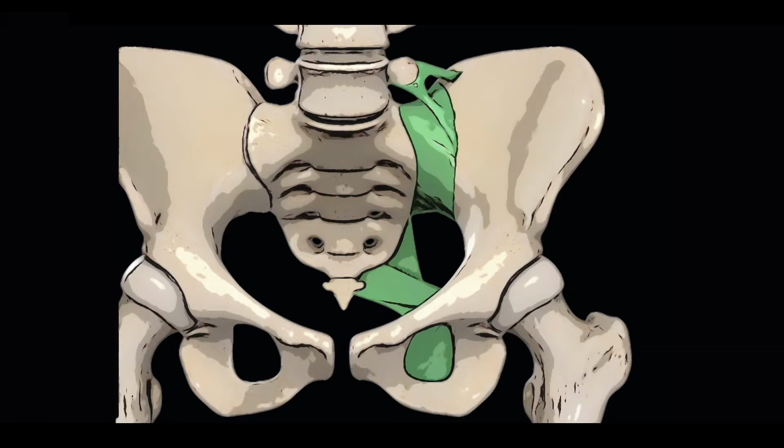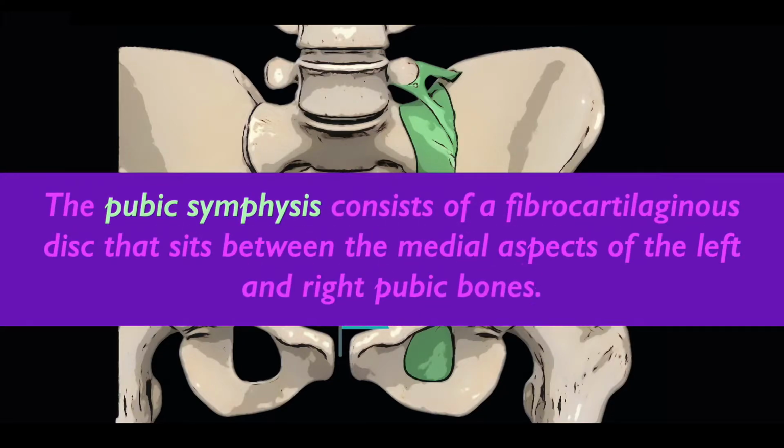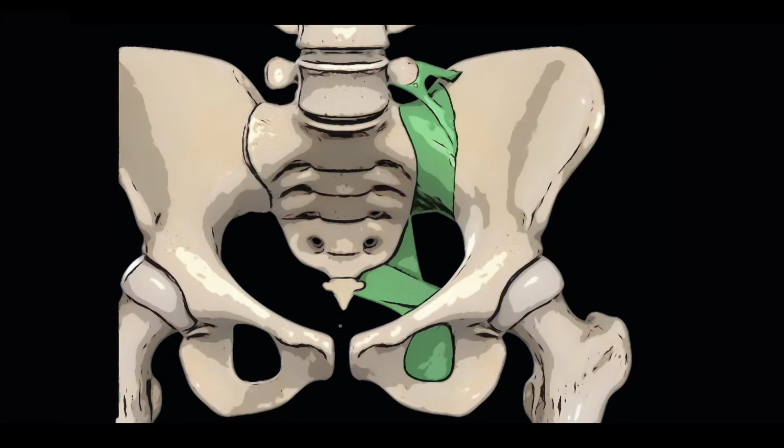Anteriorly, the pelvic girdle is connected by the pubic symphysis. This consists of a fibrocartilaginous disc that sits between the medial aspects of the left and right pubic bones. Posteriorly, the ilium articulates with the sacrum and forms the right and left sacroiliac joints.